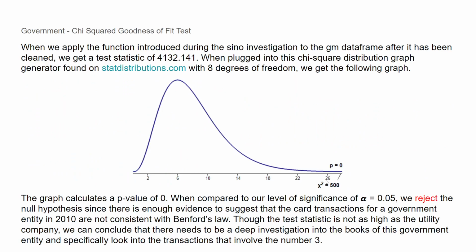Again, we get our p-value of 0, and the chi-value, or the test statistic, doesn't even go higher than 500 in this chart. We, of course, have to reject the null hypothesis. There's enough evidence to suggest that the card transactions for the government entity are not consistent. Though the test statistic is not as high as the utility company, we can conclude that there needs to be a deep investigation into the books of this government entity and specifically look into the transactions that involve the number 3.